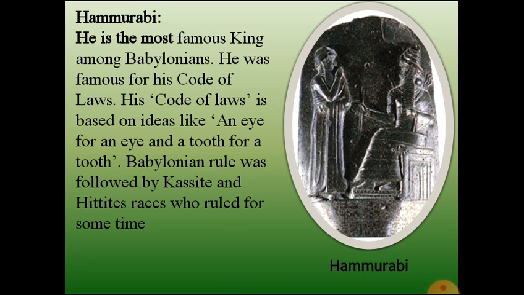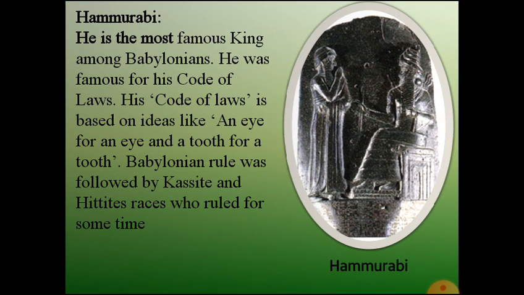That is, if a tooth fell or was removed accidentally in the fight, the same process will be followed by the other party. And so it was said as a tooth for a tooth. So Babylonian rule was followed by the Kassite and Hittite races, who ruled for some time. And he was a very strong king.